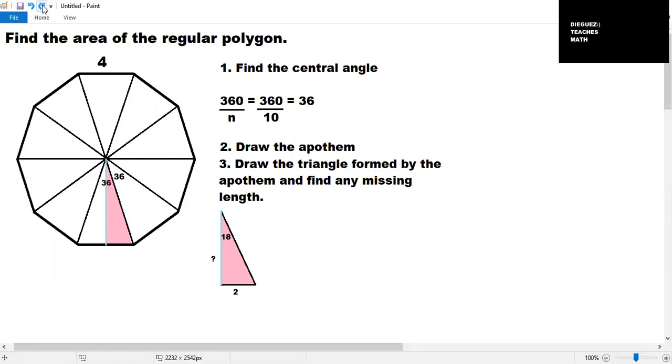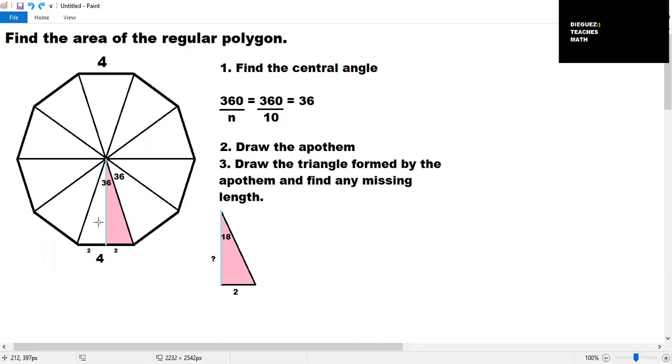How do I know that the top is 18? Well, the central angle is 36. What the apothem does is split the triangle into 2 equal triangles, so it splits it in half. If this was originally 36, now this is gonna be 18 and 18. Same thing happens at the bottom. We know that the sides are 4, so if I split that in half, that gives me 2 and 2.